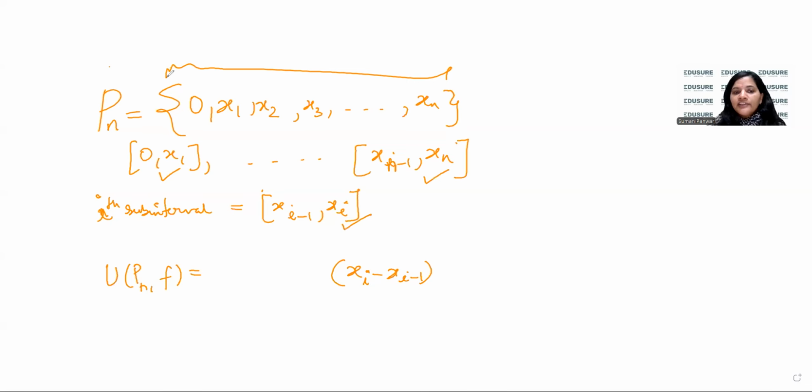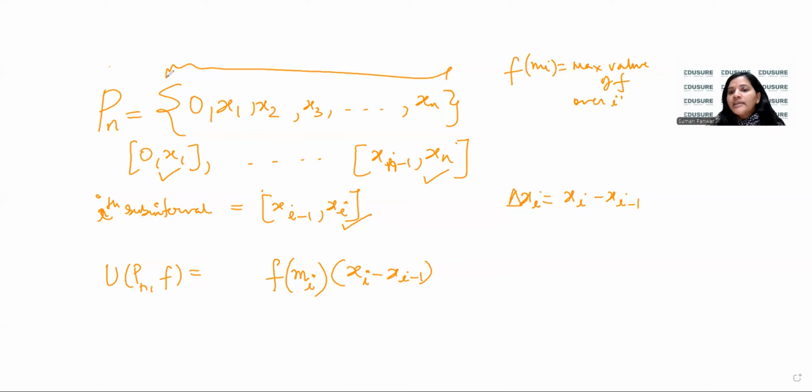If we look at the length of the ith subinterval, if I write it as delta xi, this is nothing but xi minus xi minus 1. And if I multiply this with the maximum value of f over the ith subinterval. So what is f of Mi? This is the maximum value of f over the ith subinterval.